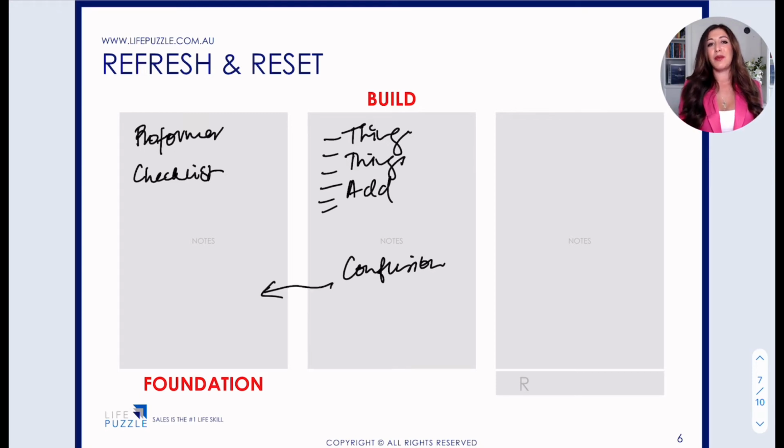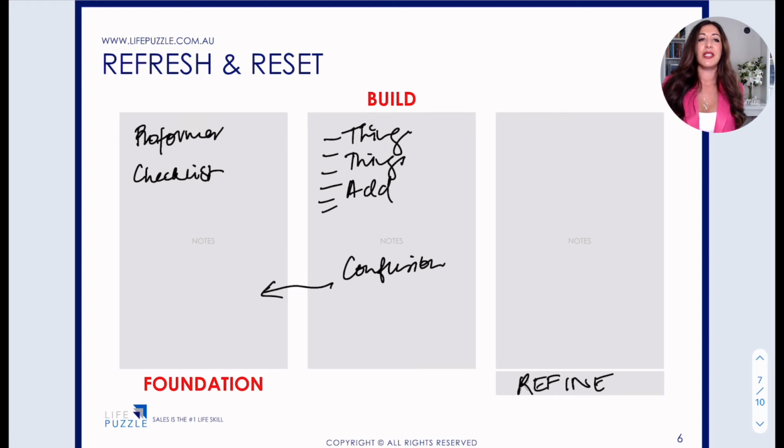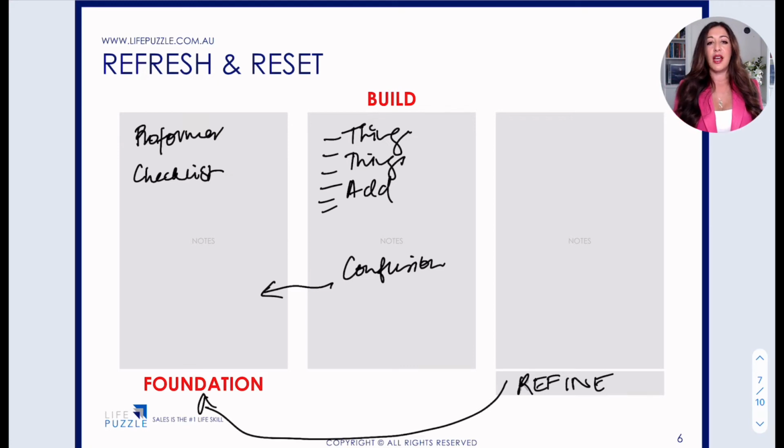Now, the next step of that process is actually to start to refine. When we look to refine what it is that we're doing, sometimes it's necessary and important to take ourselves back to the foundations and look at what was the thing that was really working at the time that actually made that a success.